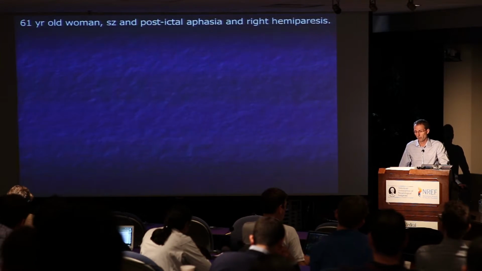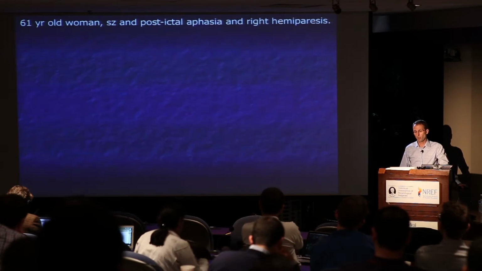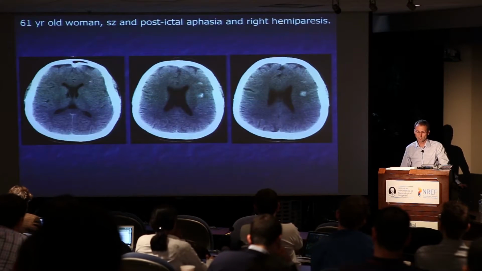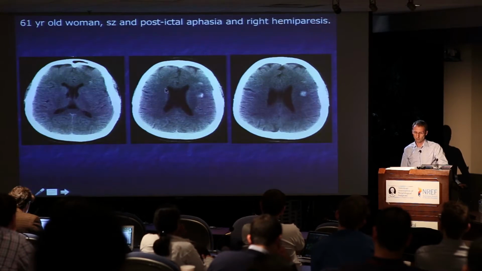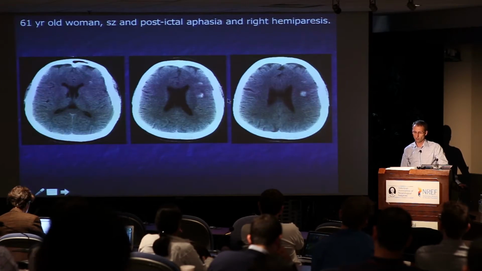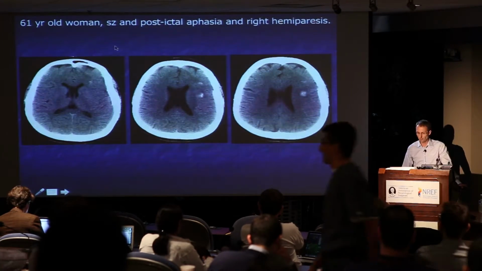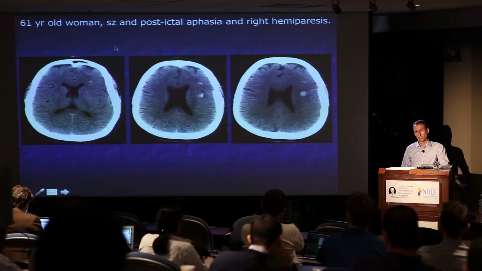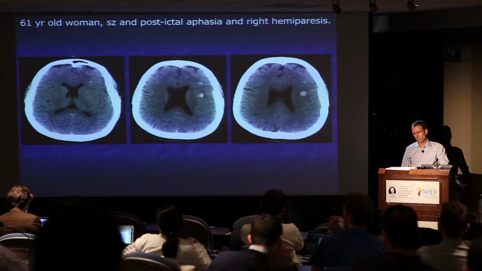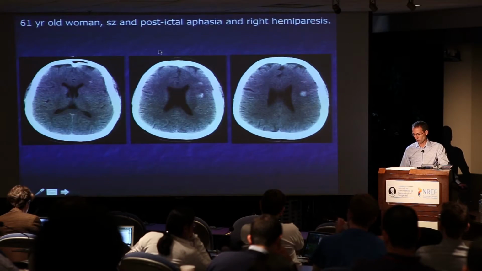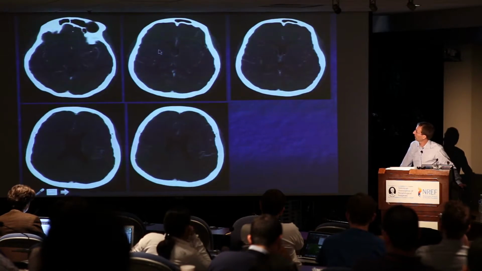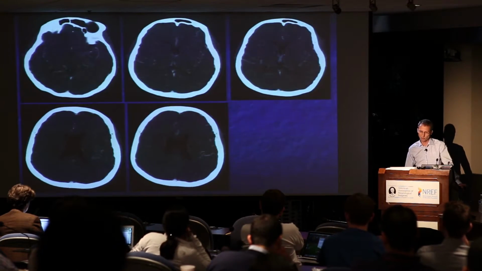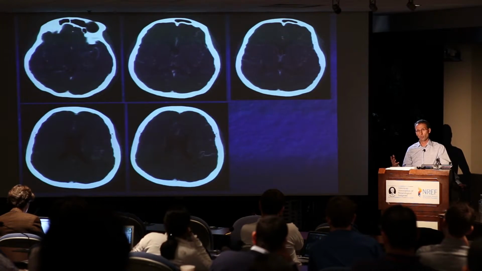This is a 61-year-old woman who had a seizure and awoke with postictal aphasia and right hemiparesis, and this was her CT scan, where there are some unusual multifocal, fluffy-type hemorrhages in the left hemisphere. An MRI was done that also showed edema in this area and in the temporal lobe.